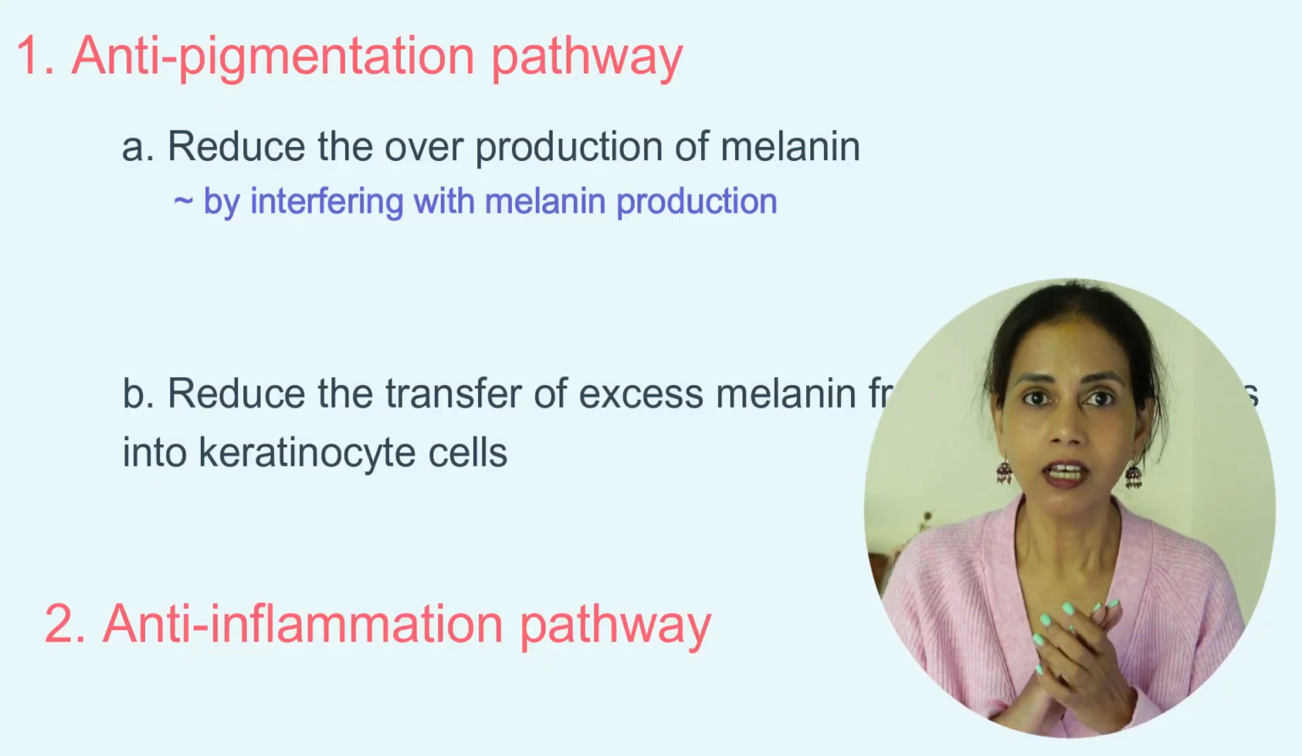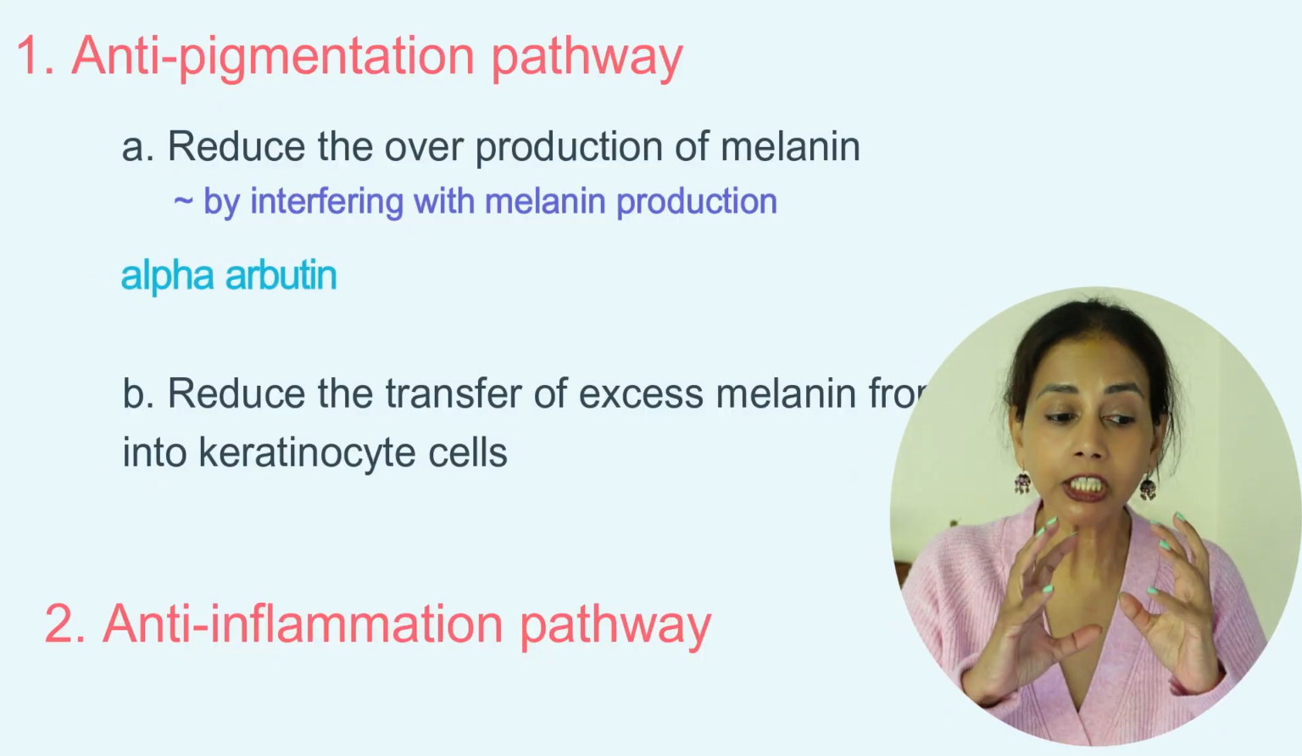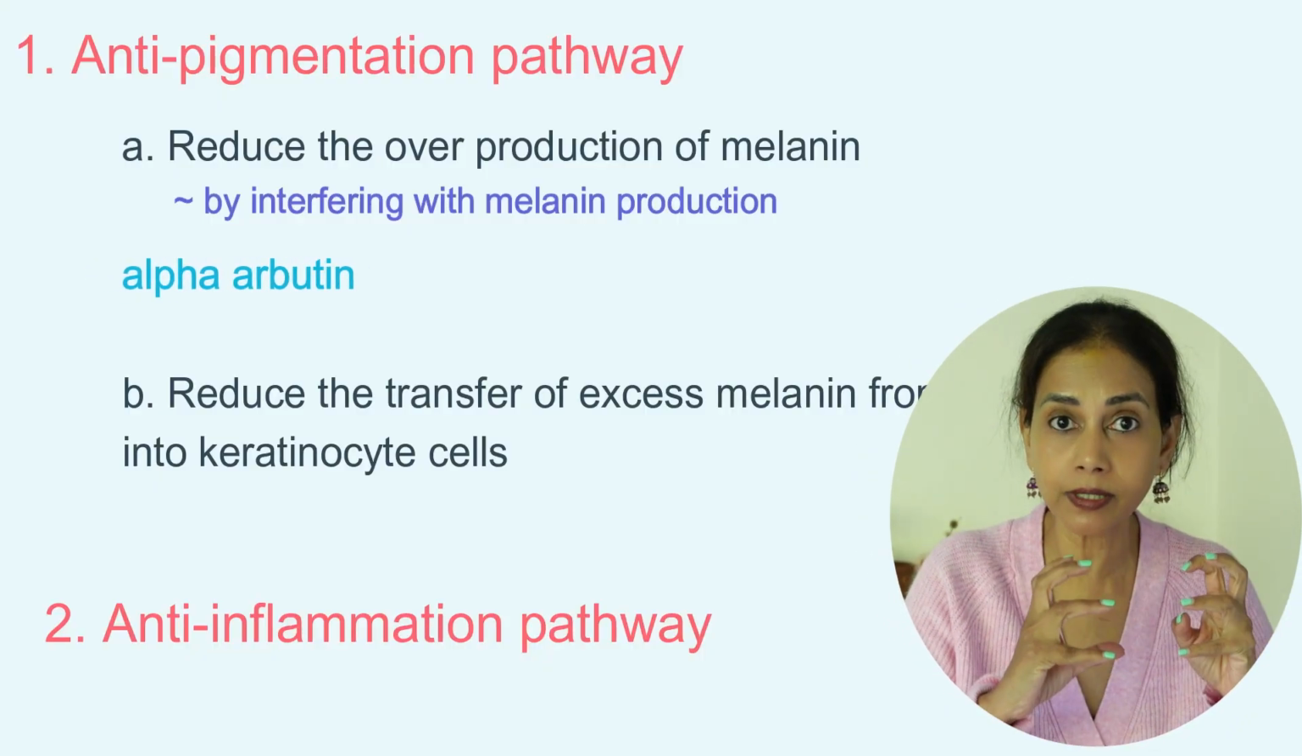Now to the skincare ingredients which can actually help us tackle this pigmentation. The first one is alpha-arbutin. Alpha-arbutin is a tyrosinase inhibitor. What alpha-arbutin does is it goes and interferes with the tyrosinase enzyme.